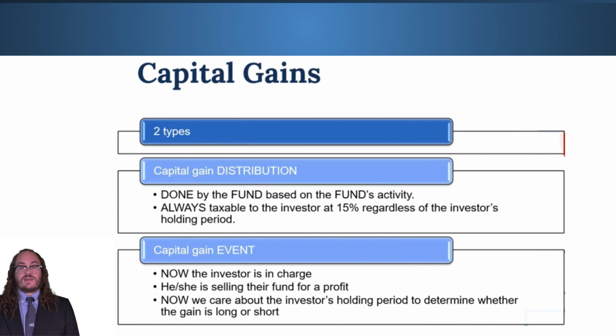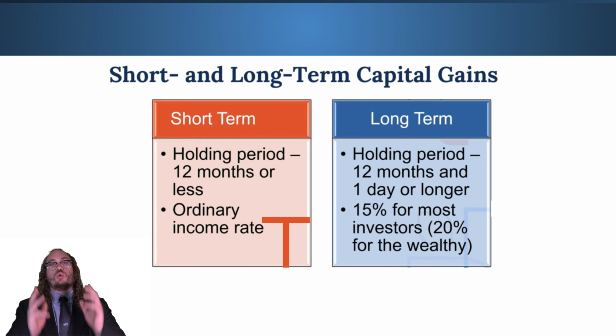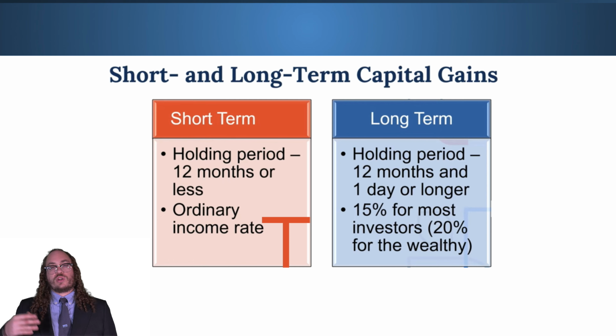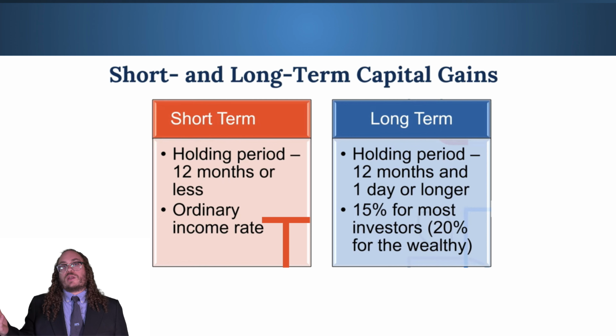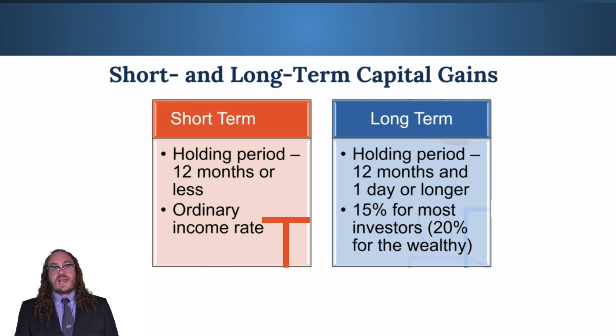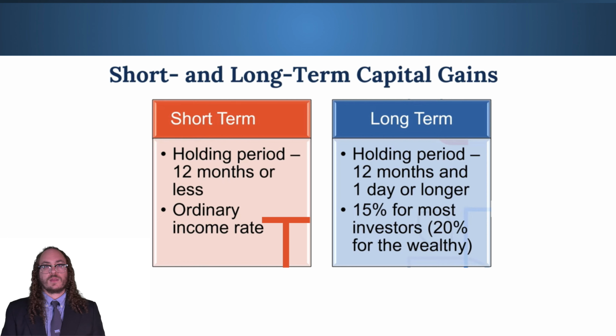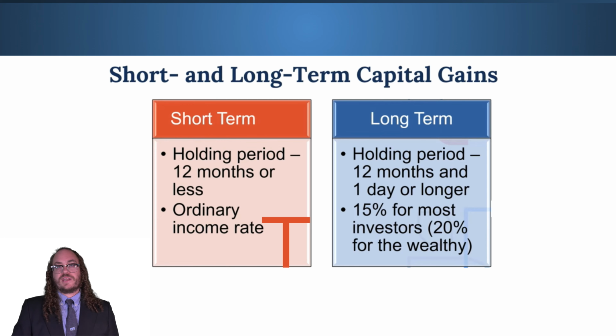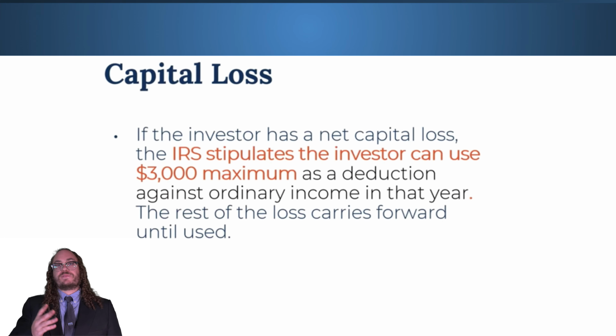With a capital gain event, know that the investor is in charge. The investor sold their fund for a profit. Now, we care about the investor's holding period to determine whether the gain is long-term or short-term. A short-term capital gain is a holding period of 12 months or less, and it's taxed at ordinary income rates. Long-term capital gains have a holding period of 12 months and 1 day or longer, and it's 15% for most investors. For the very wealthy, it's 20%.